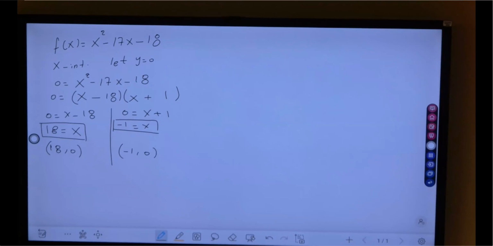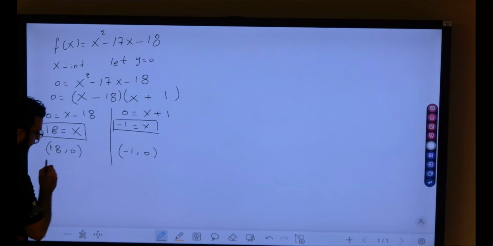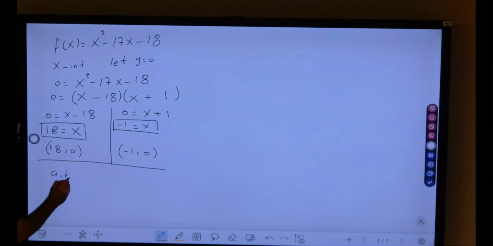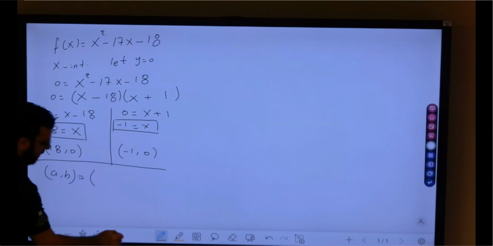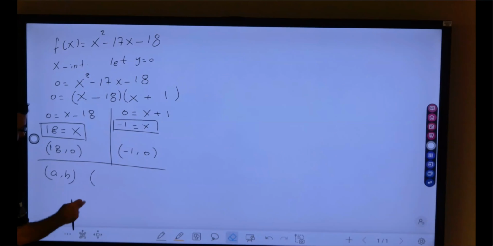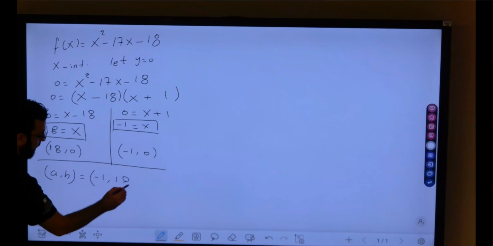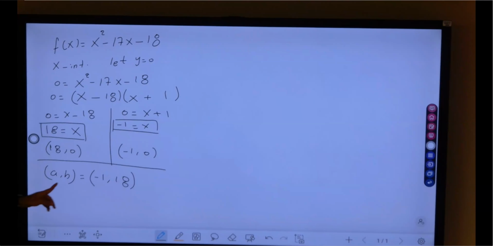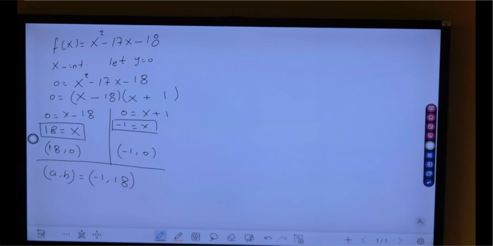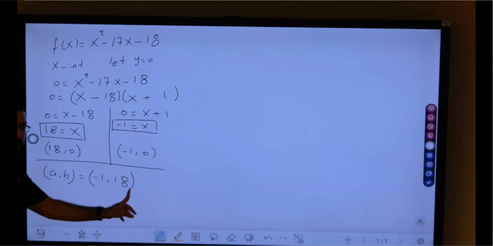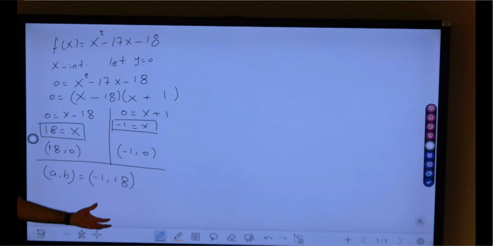So now I have the interval. How are we going to get the interval? That means [a, b] is equal to what? They're telling you [a, b] is the x-intercepts. So it's -1 and 18. So this is the interval [a, b], which is [-1, 18]. Now next we're going to use Rolle's theorem. I need to find a value between -1 and 18 where the derivative at this value is equal to 0.